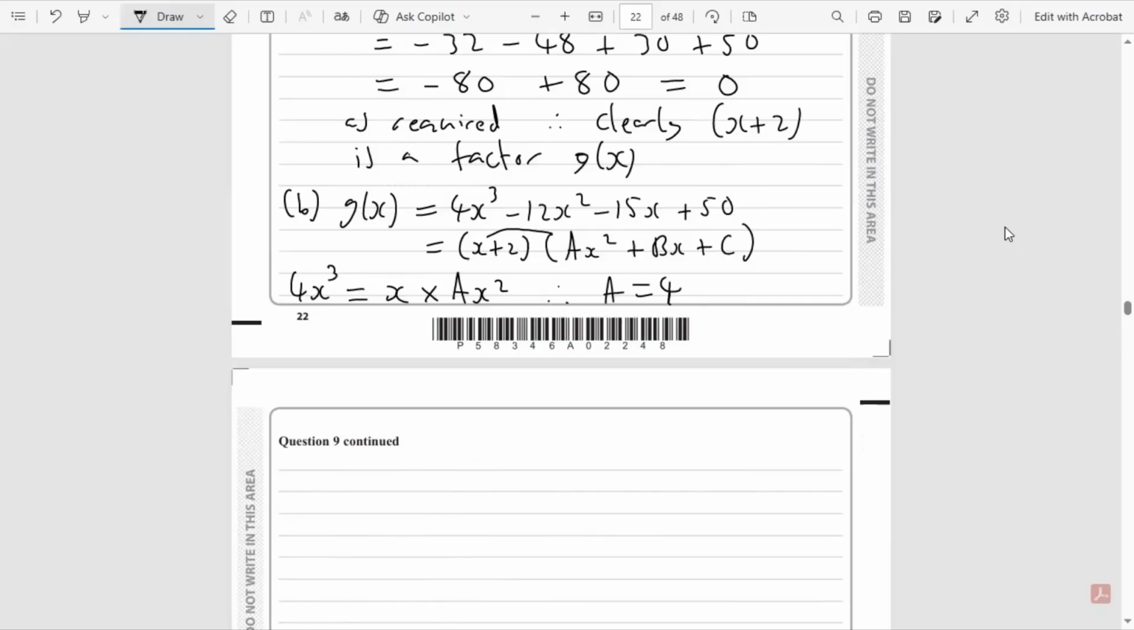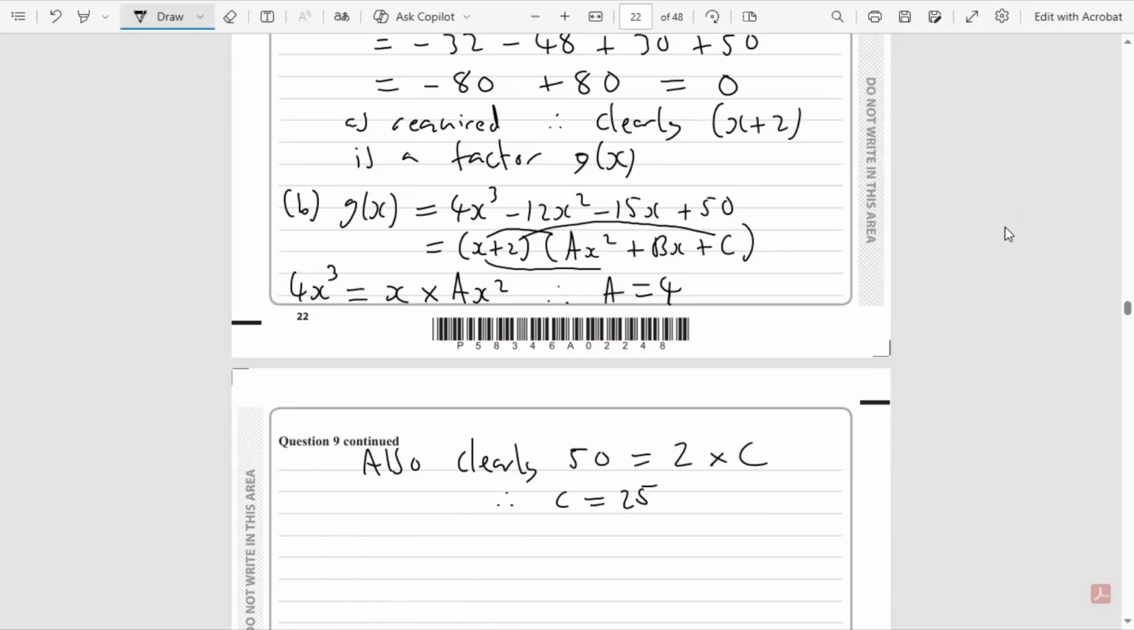Now, if we look at the constants, so the 2 multiplied by the c, that must be 50. So we can also say, clearly, this 50 must be equal to 2 multiplied by c, so therefore c must be 25. Now, with that last missing constant, capital B, we can either use the x squared coefficient or the x coefficient. It doesn't matter which one we choose. I'm going to use the x squared coefficient.